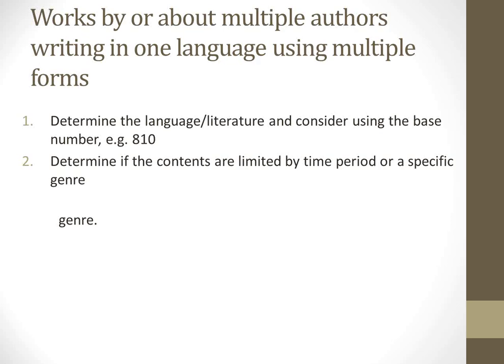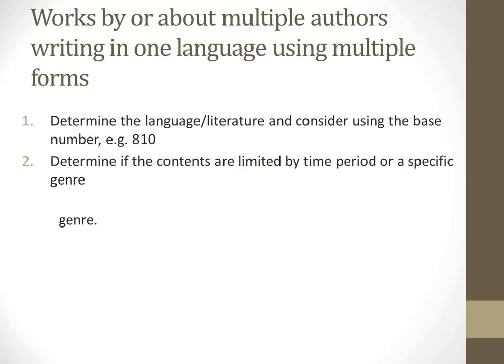If you have works by or about multiple authors writing in one language still, but there's multiple forms, so poems and essays and short stories, etc., determine the language and literature, and in this case, you might consider using just the base number, so 810 or 820, and not adding any subdivision to reflect a particular form since you have multiple forms. Remember, the instructions for one author were to go with the form that the author is best known for. If you have multiple authors, you can't really do that because they might all be known for different things. So most likely you would probably end up using the full base number that ends in a 0.